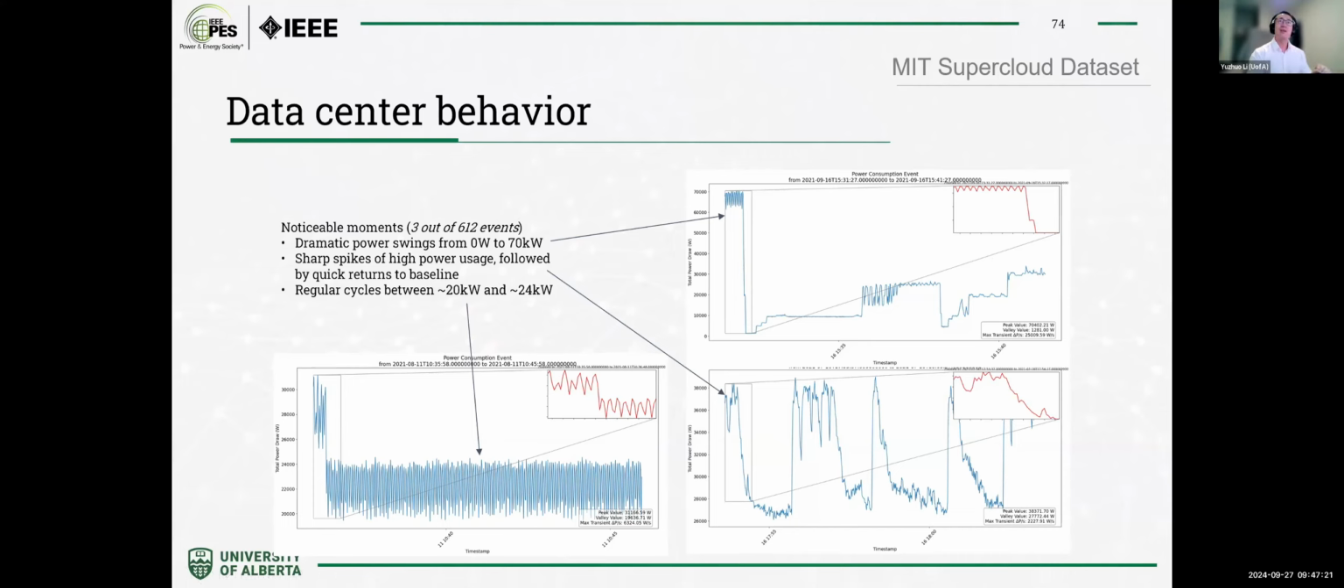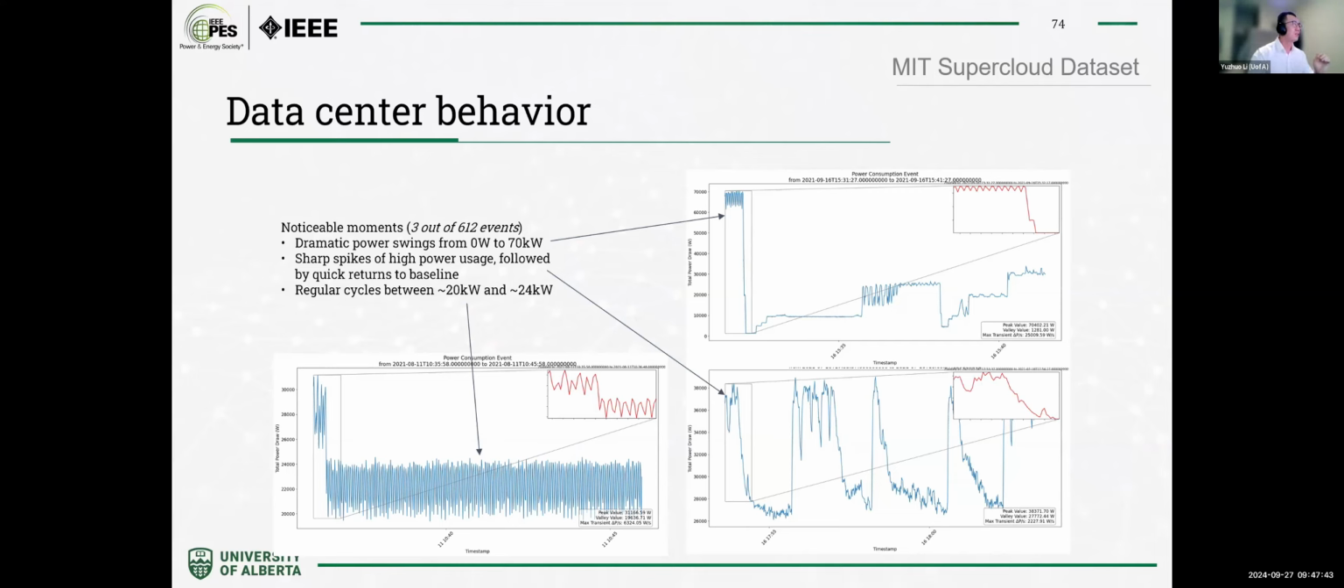So we can see a sharp power swing from 70 kilowatts to 0. This is a very, very sharp and very quick dynamic change. This probably means the model was running at a peak power level and then suddenly stopped.